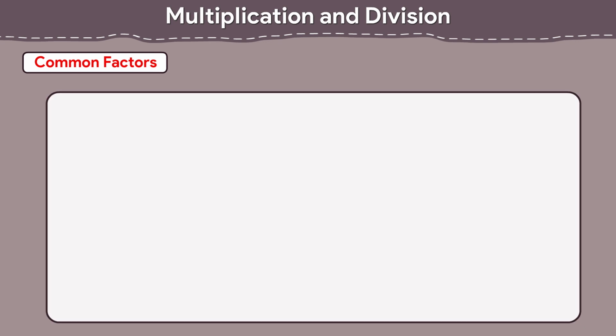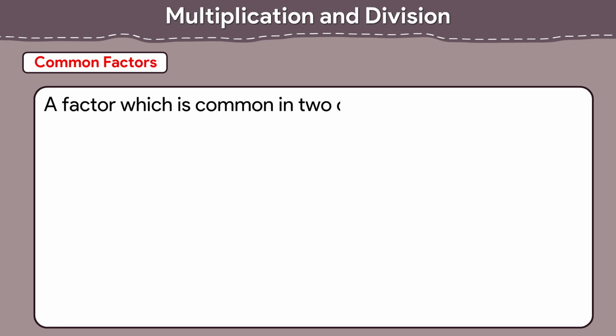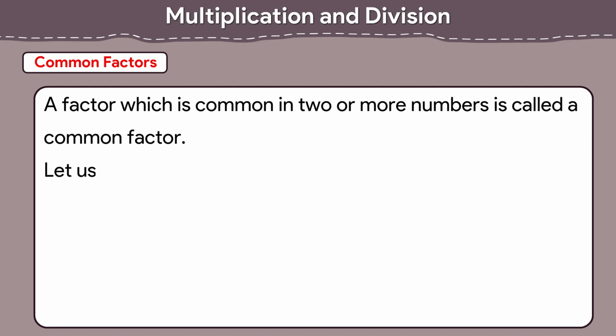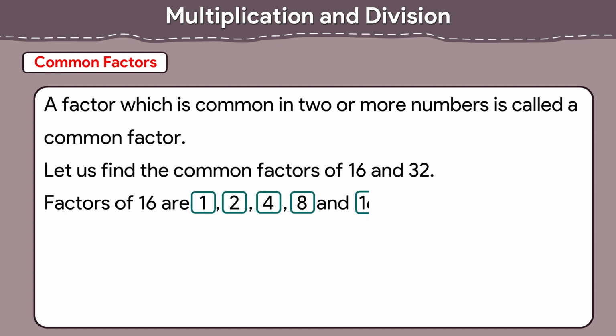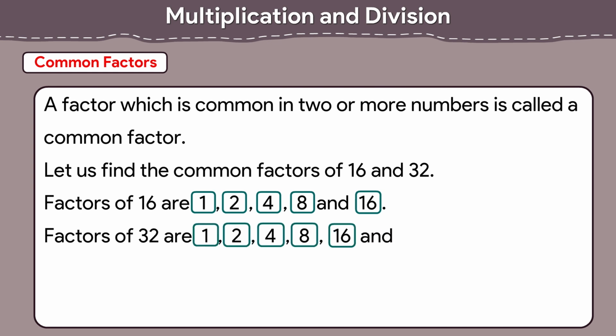Common factors. A factor which is common in 2 or more numbers is called a common factor. Let us find the common factors of 16 and 32. Factors of 16 are 1, 2, 4, 8 and 16. Factors of 32 are 1, 2, 4, 8, 16 and 32.